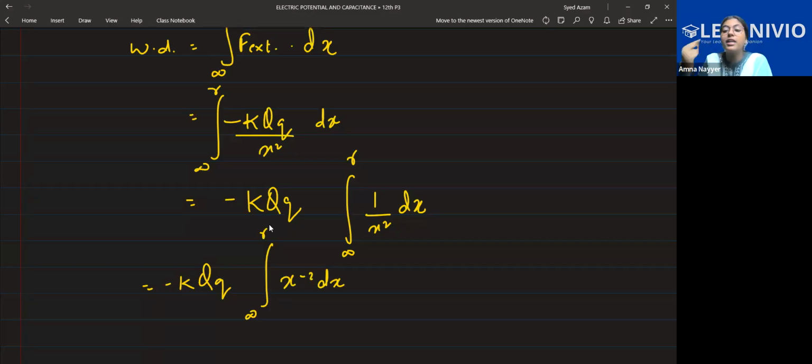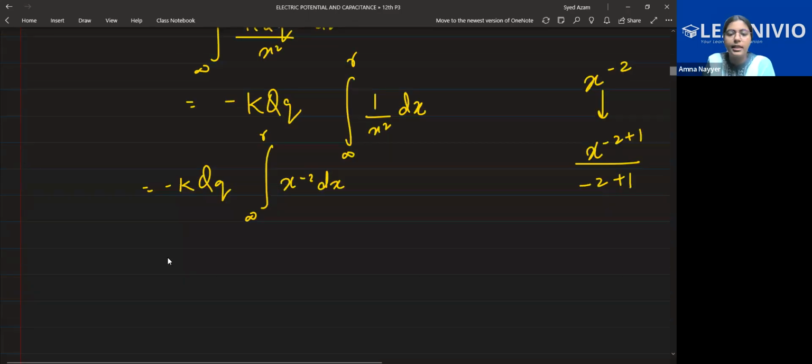Now class, what did we discuss? The integral of x to the power n is x to the power n plus 1 divided by n plus 1, right? Here we have x to the power minus 2, which you people have done so many times in the last class also. This becomes x to the power minus 2 plus 1 divided by minus 2 plus 1. So which is equal to what? Look here. Minus k capital Q small q times x to the power minus 1, since minus 2 plus 1 is minus 1, divided by minus 1, from infinity to r.